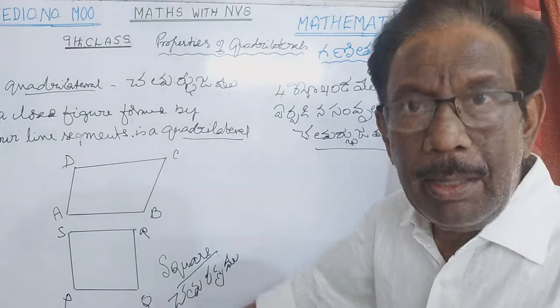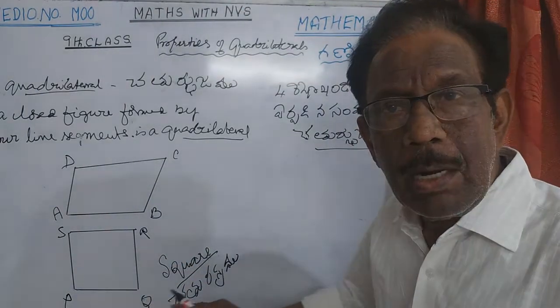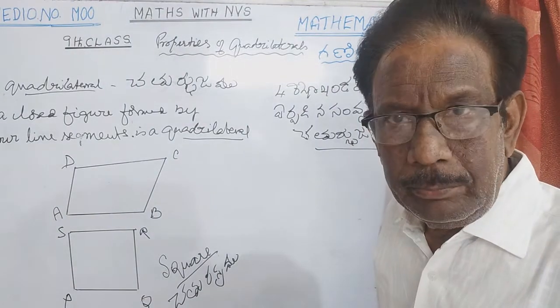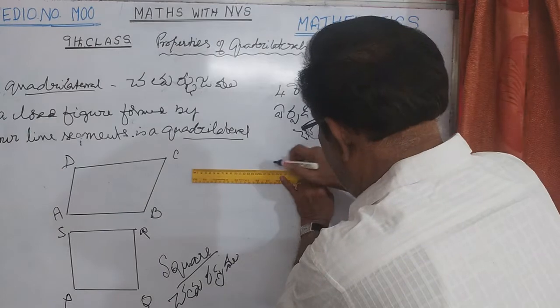All four angles are right angles. All four sides are equal. It is a square. Now I am writing. See another figure. You see another quadrilateral.